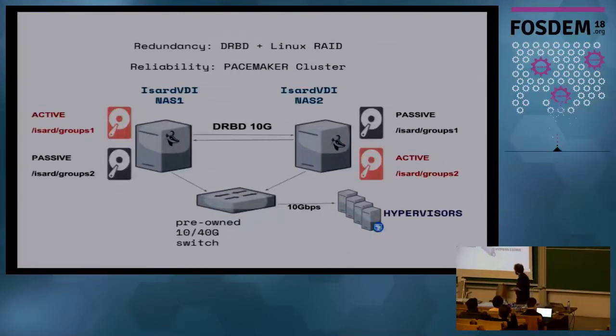And we also set up a Pacemaker cluster that gives us the possibility to fail one of the NASes, and all the system will work with the other. All the services will go from one NAS to the other if something goes wrong. And we use, of course, second-hand network hardware to connect all these devices.